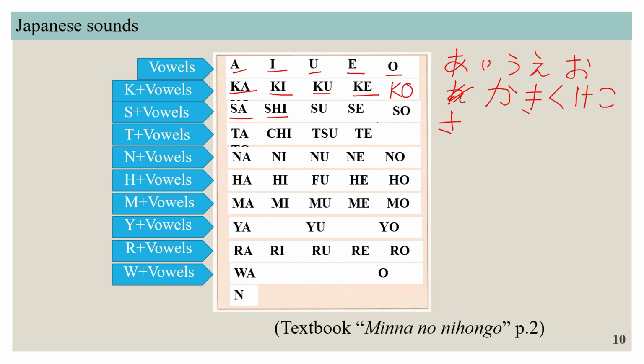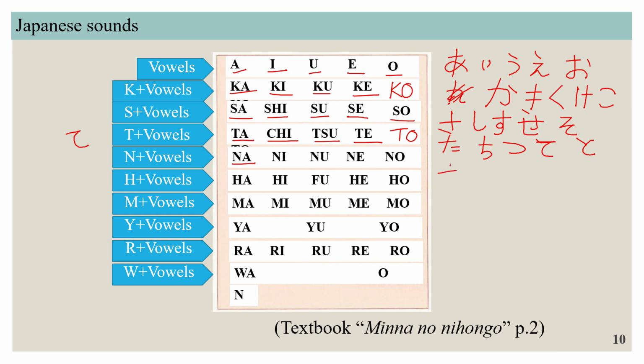Sa. Shi. Su. Se. So. Ta. Chi. Tsu. Te. To also. This is to. Te, we can write here also. This way we can write te.